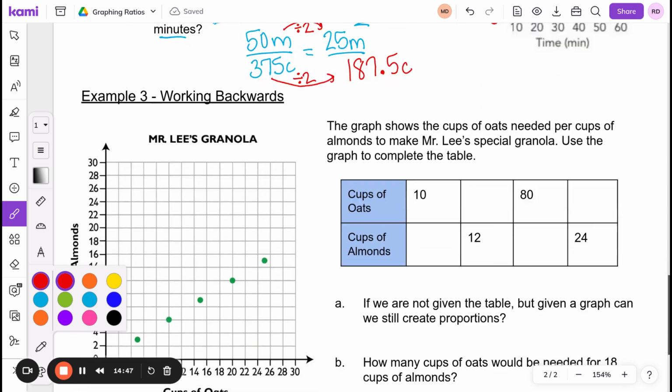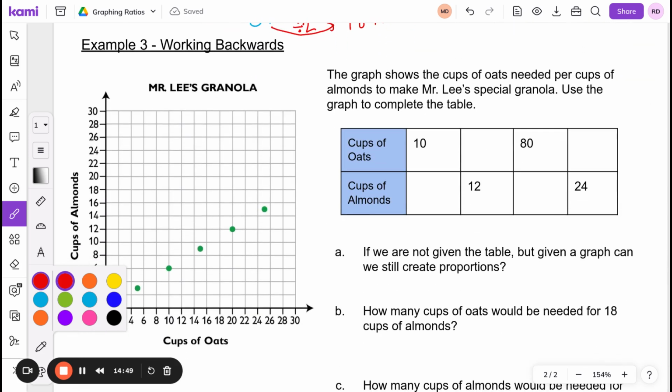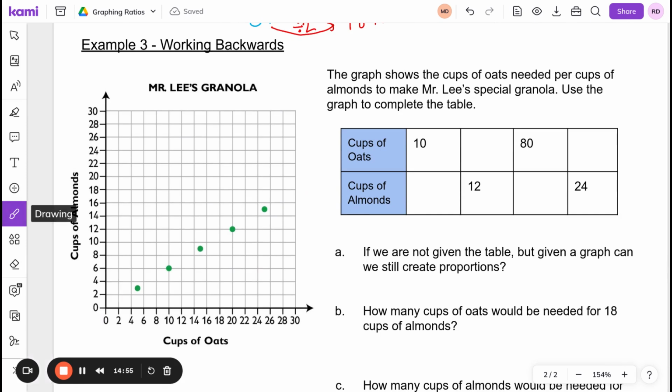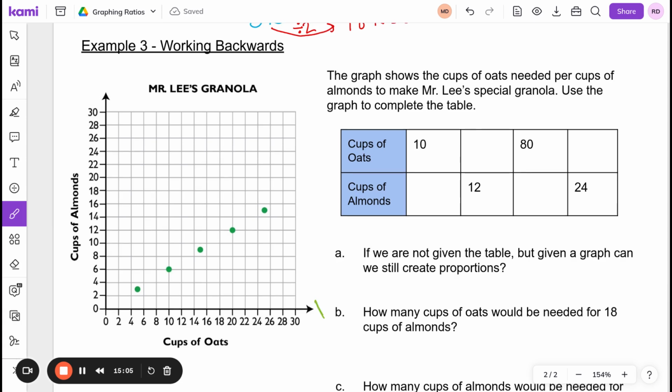Alrighty. Our last example has us working backwards. For this problem, they gave us the completed graph, and from the graph, we have to complete the table. It's talking about cups of oats and cups of almonds to make granola. Here we have the oats on the x-axis, because that's the horizontal one, and almonds on the y-axis, because that's the vertical.